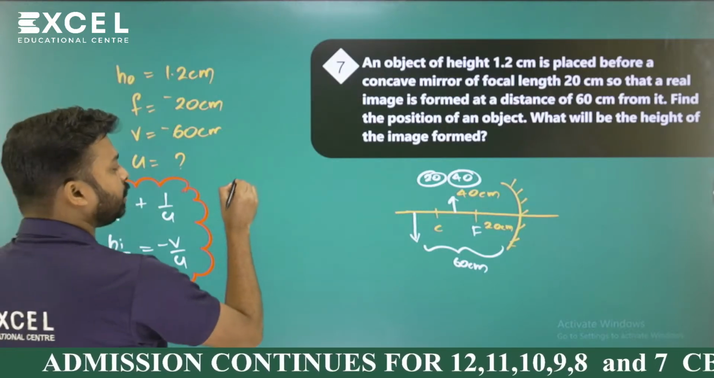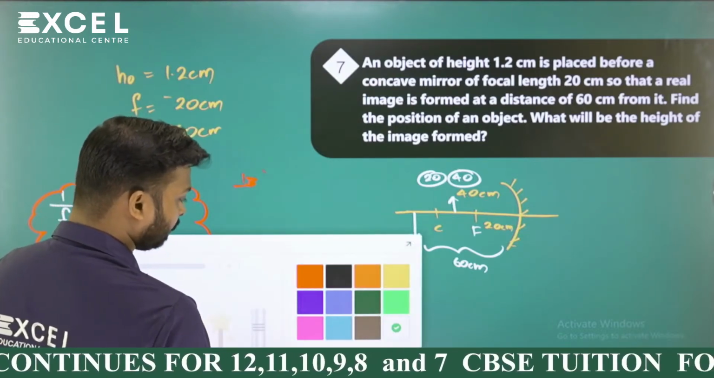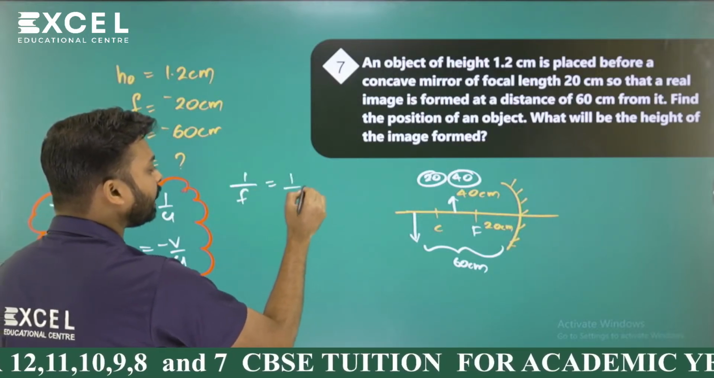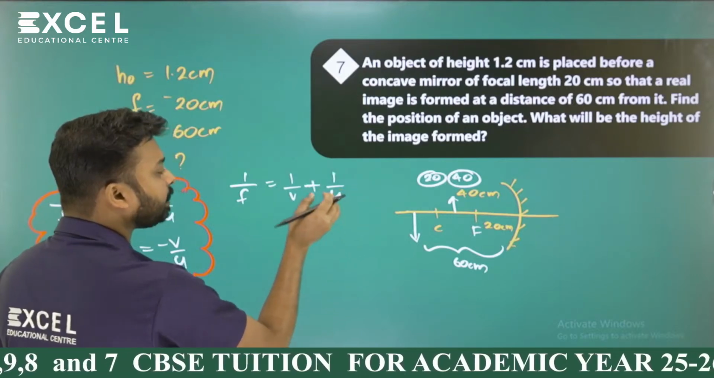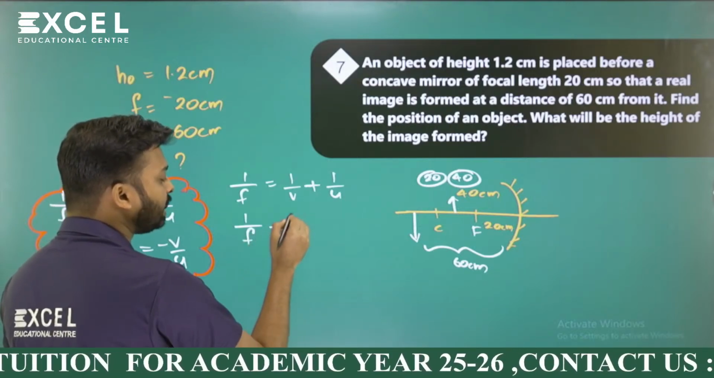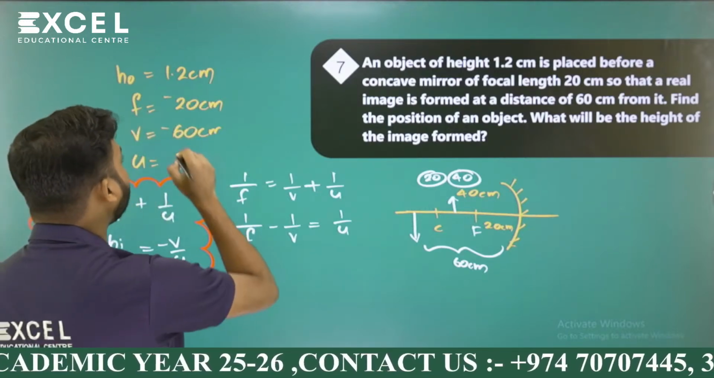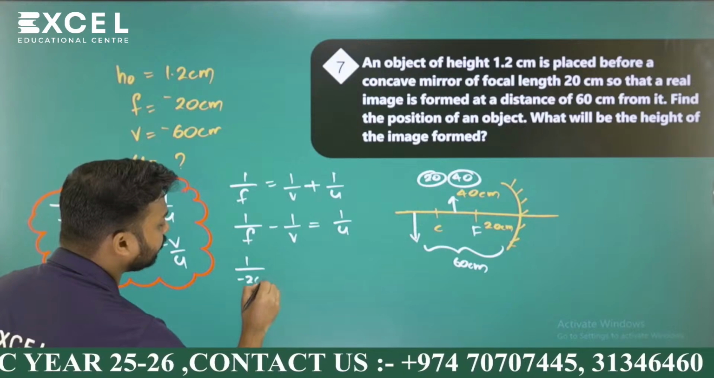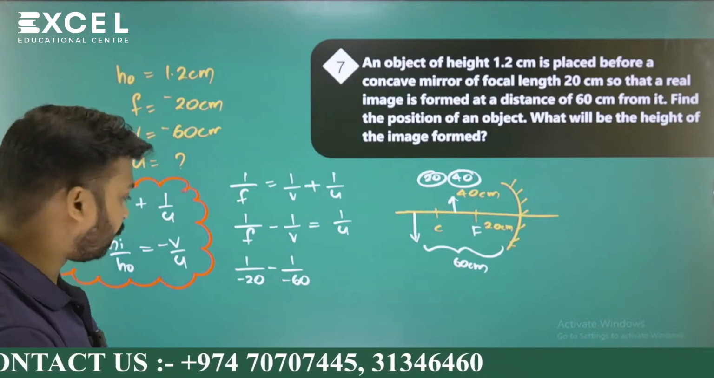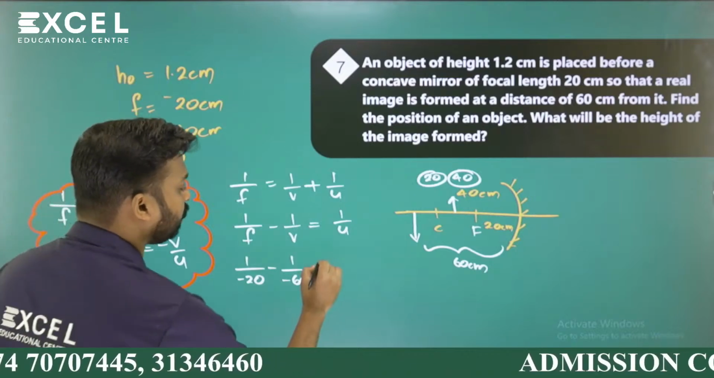So we know 1/F = 1/V + 1/U. I'm taking V to this side so that U will be alone. So 1/F minus 1/V is equal to 1/U. What is 1/F? 1/F is 1 by minus 20, minus 1 by minus 60. Isn't it? 1 by minus 20 minus 1 by minus 60, which is equal to 1/U.